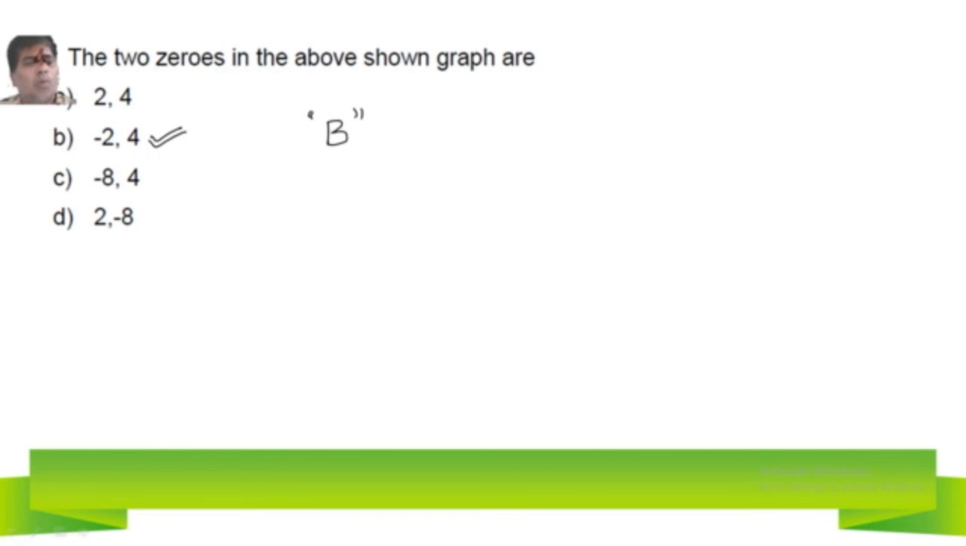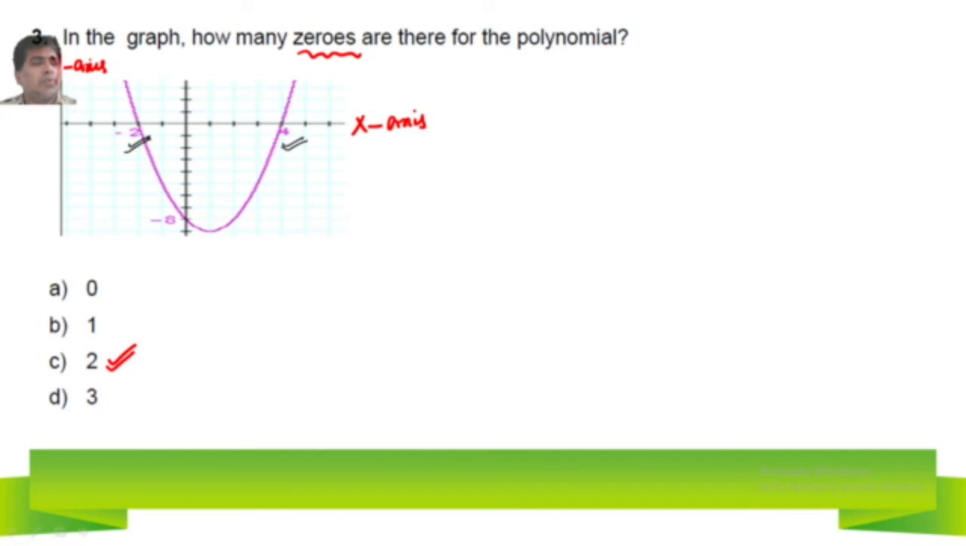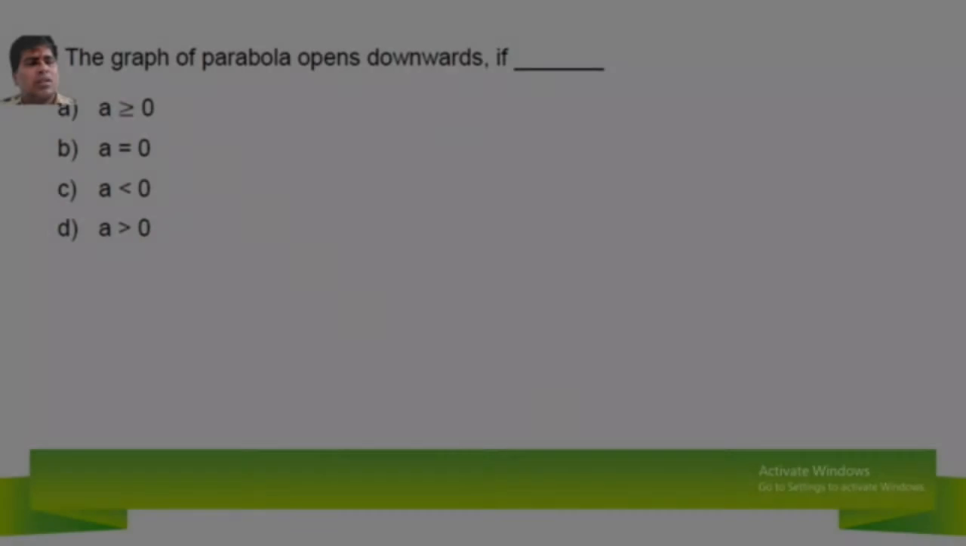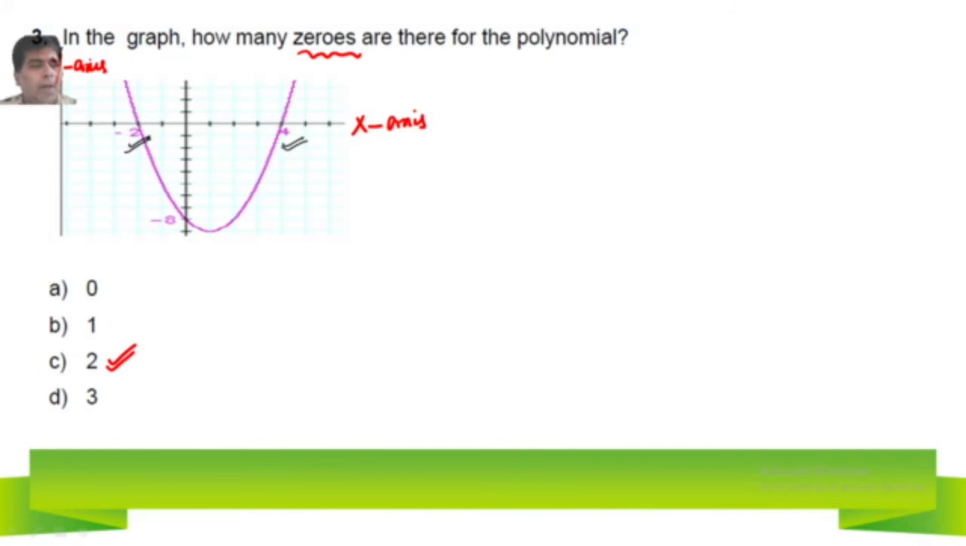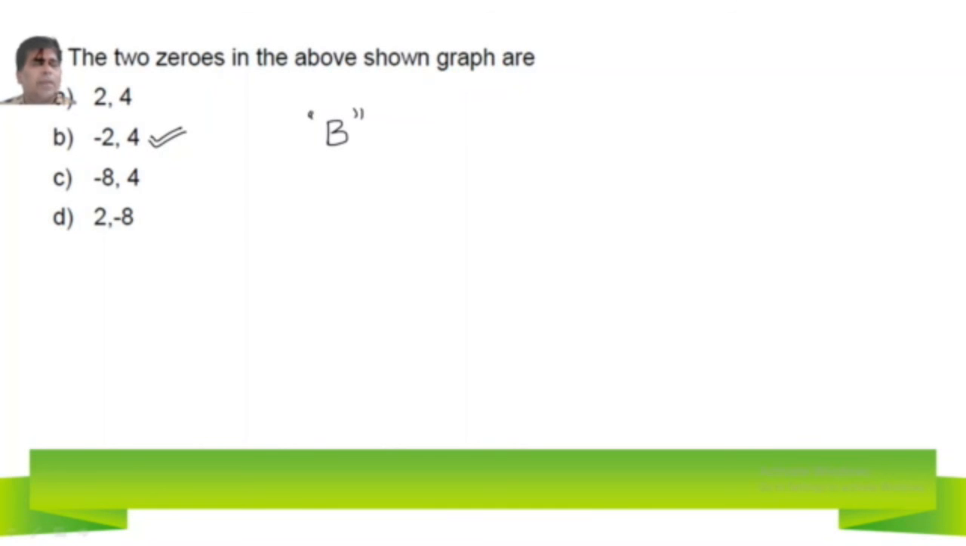Next question, what are the zeros? Means where it is intersecting. At which position is it intersecting? At -2 and 4 it is intersected. So your option is -2 and 4.